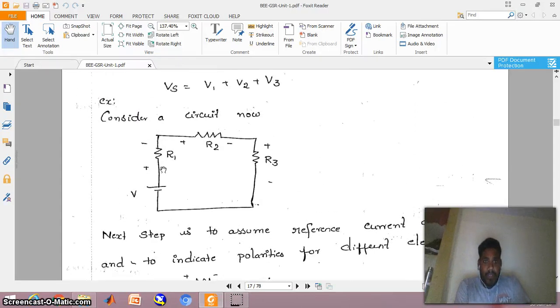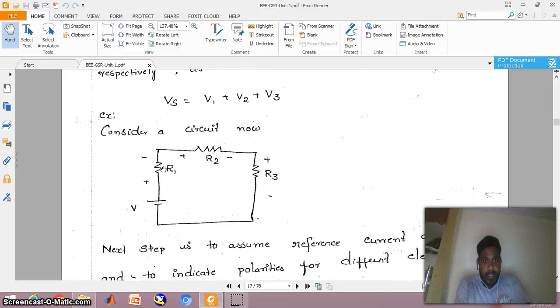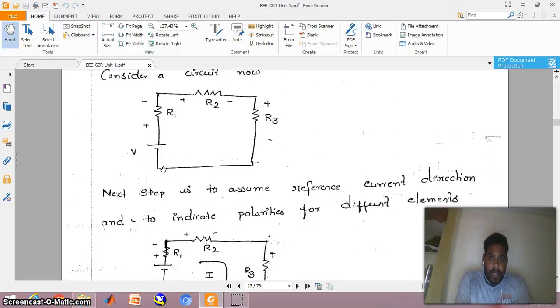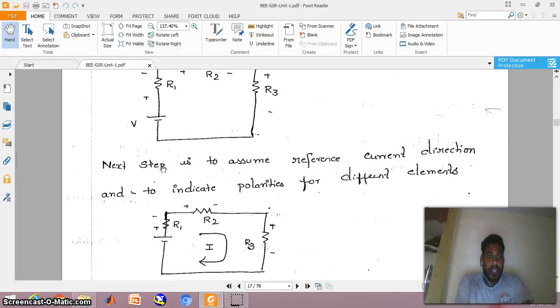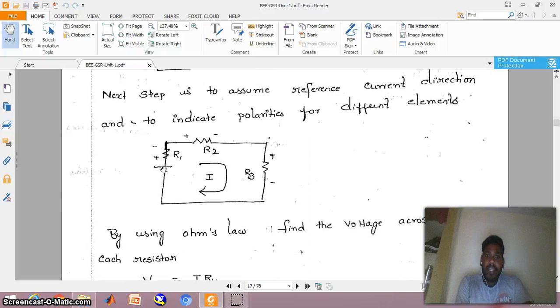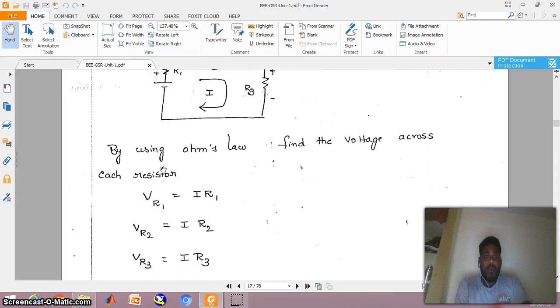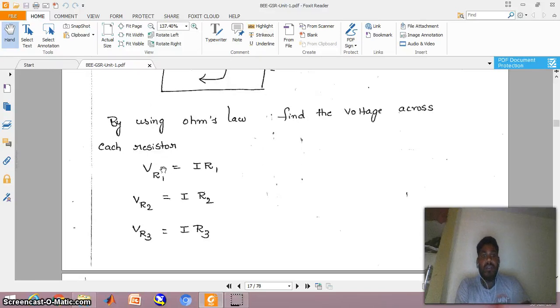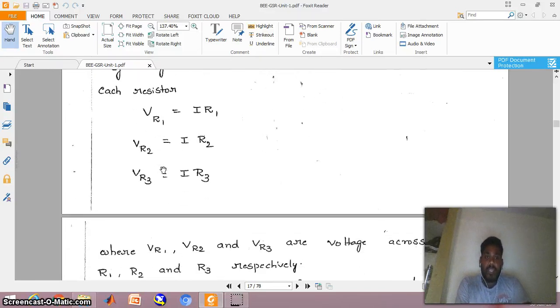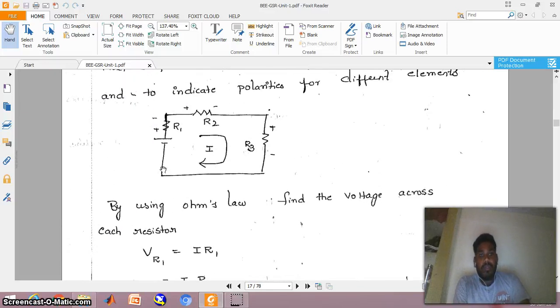For calculation using KVL, the following steps are required. First, consider a circuit and assume the voltage across each element. Next step is to assume the current direction and indicate the polarities of different elements. By using Ohm's law, find the voltage across each resistor: VR1 is equal to I into R1, VR2 is equal to I into R2, VR3 is equal to I into R3. We know the current in the loop is I, so the same current is flowing through each element.